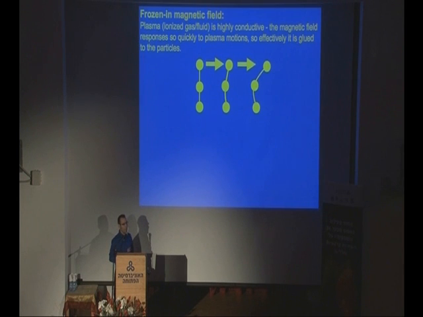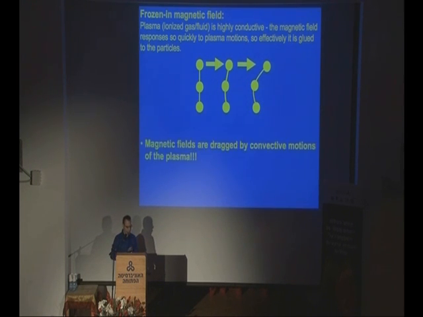Now, when we talk about the dynamo, I need to explain what the frozen-in concept is. In plasma, the conductivity is so high that any motion of the ionized particles causes the magnetic field to adapt really quickly to the motions that they make. So it seems like as the fluid is moving, the field is glued to it. The fluid drags the magnetic field with it and changes it. So this is the frozen-in concept. It's an MHD concept, a magnetohydrodynamics concept.